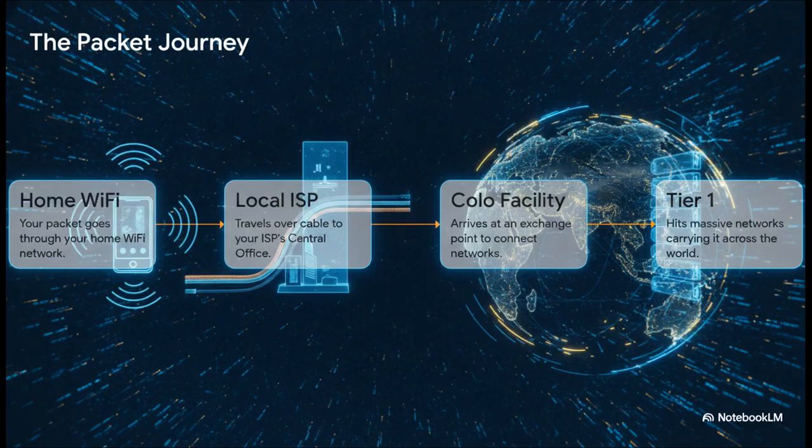So let's trace the actual physical sequence here. Say you're making a video call across the country. First, your packet zips through your home Wi-Fi network. Then, it physically travels over a copper or fiber cable buried down your street, what they call the last mile, right to your internet service provider's central office. From there, it heads to a colocation facility or an internet exchange point. This is where different networks physically plug into each other, eventually handing your data off to the massive Tier 1 networks that carry it out into the wider world.